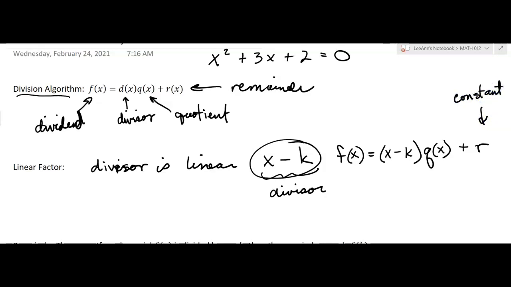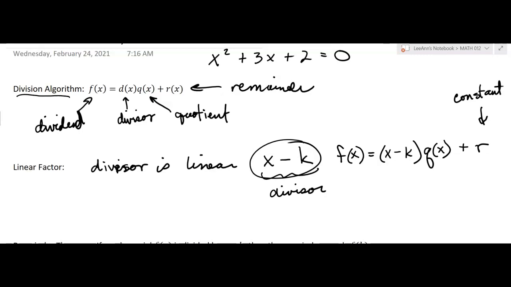It's because you're dividing by a linear factor. So the remainder has to be a lower degree than what you're dividing by. And if you have a linear factor, then the only thing lower is going to be a constant. Okay, so you can think about that for a little bit if you want to.